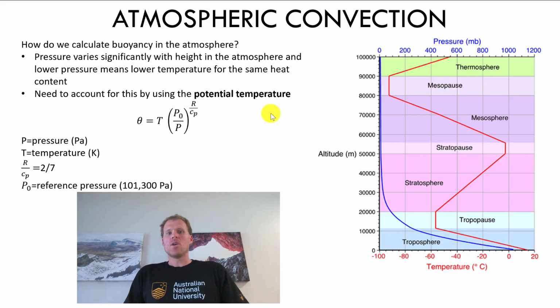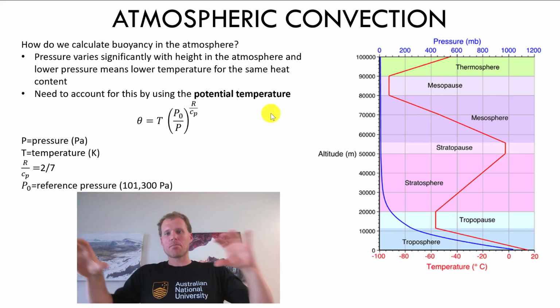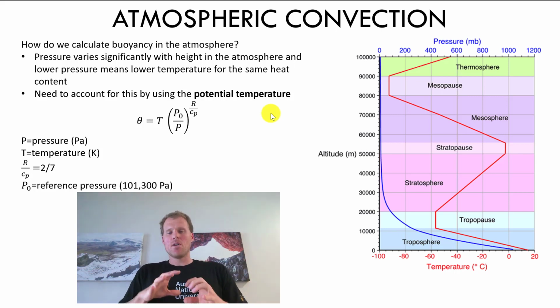Now, if we do that, we actually get a direct comparison of the buoyancy of the parcels of air. So the way you can compare buoyancy in an atmospheric context is using this potential temperature. You have to make sure everything you're comparing is at the same reference pressure.